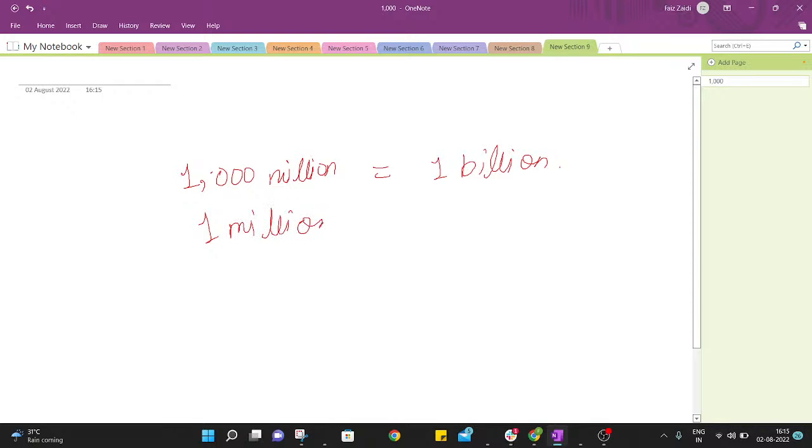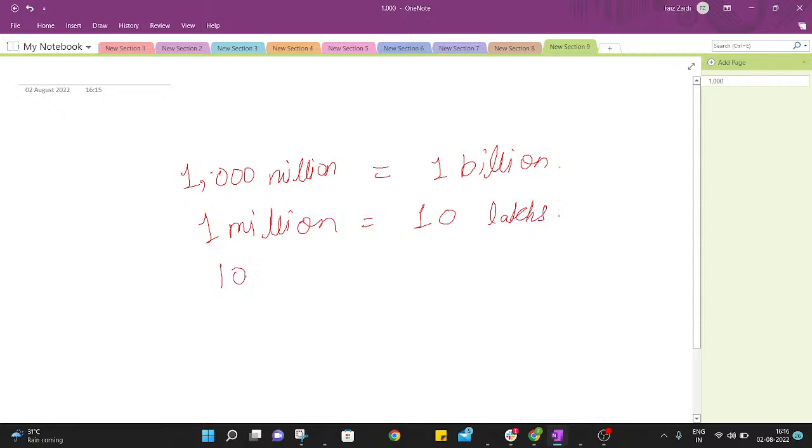And 1 million equals 10 lakhs. We should write 10 lakhs, or we can write 10 times 100,000. Okay, 10 lakhs.